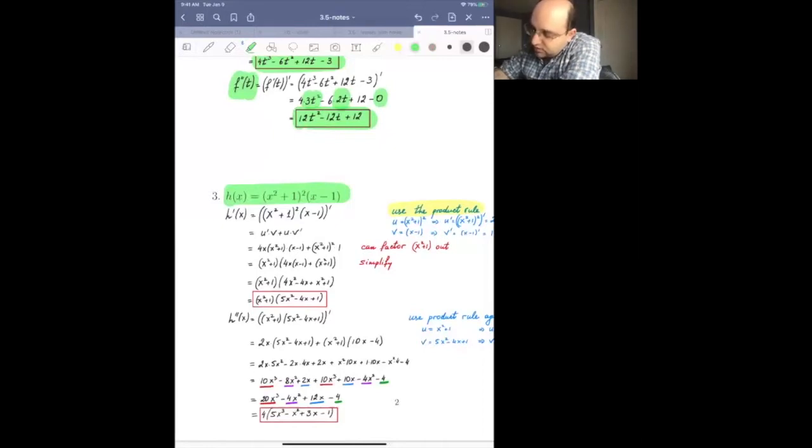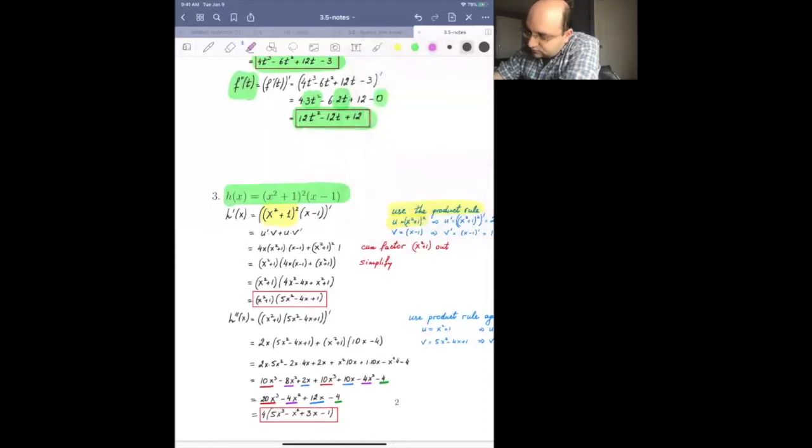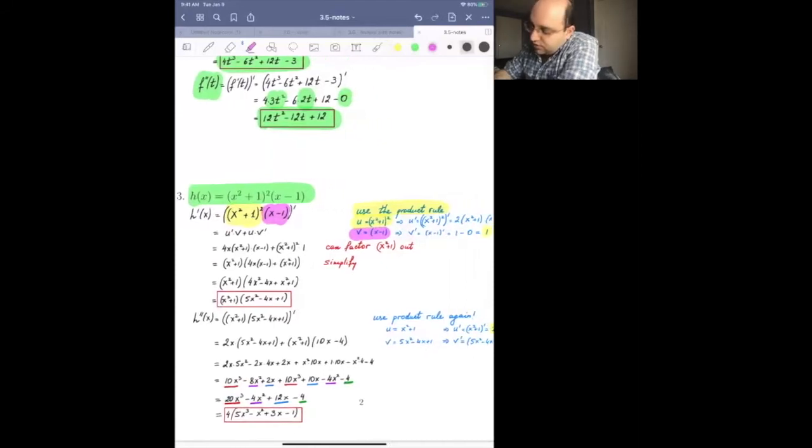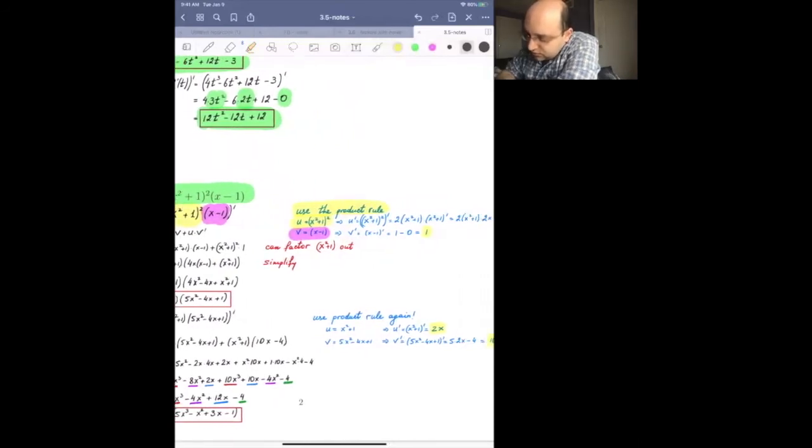The first term is going to be x squared plus 1. So that's the first term. That's our u here. And the second term is x minus 1. So that's going to be this term here. So that's our second term. So u and v. Then I have u prime, which we calculate here. So what's u prime? Now let's look at u. u is equal to x squared plus 1 squared.